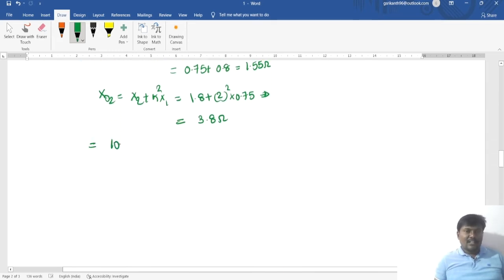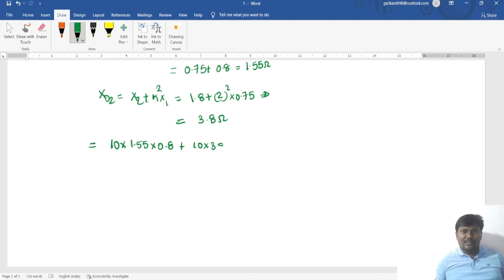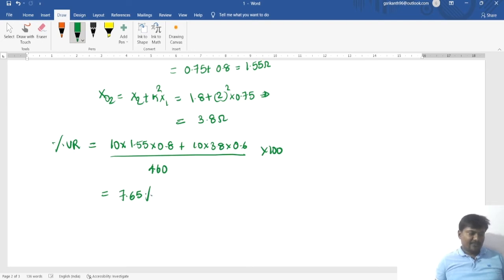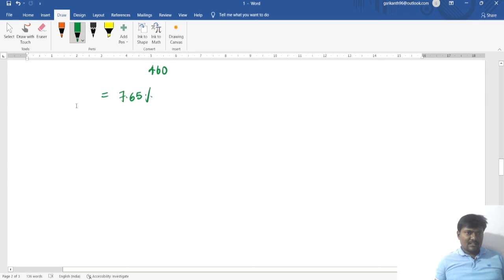And then finally you can substitute here. So the I2 value is 10 into 1.55 into the power factor 0.8, plus 10 into 3.8 into 0.6, divided by E2, which is 460. Then I will get the percentage voltage regulation. So if you calculate this, finally I got it as 7.65 percentage.